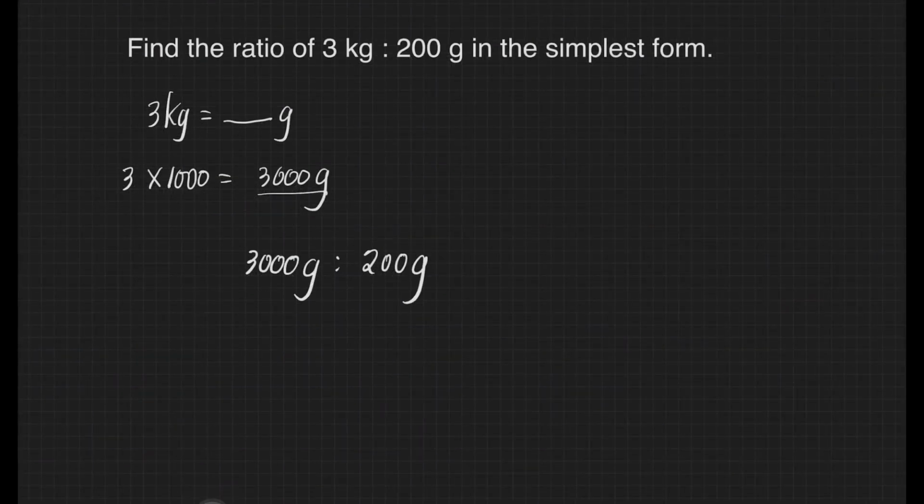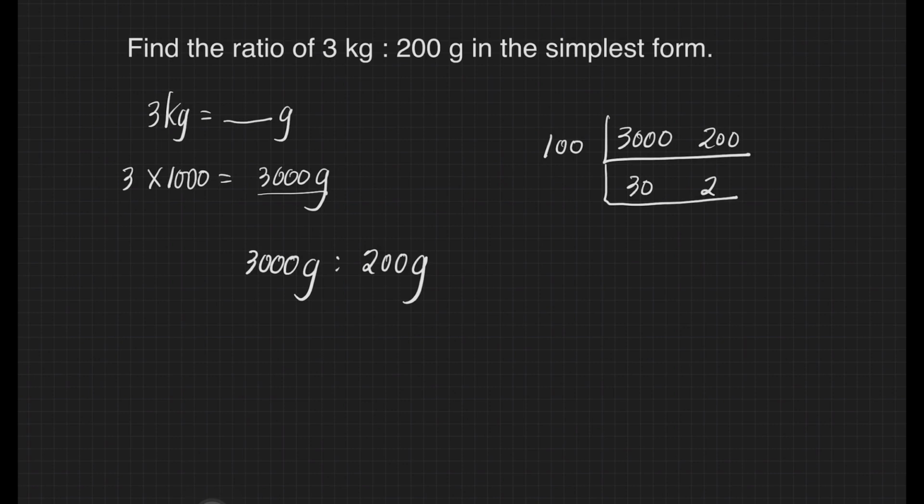What I teach my students is to use continuous division if you are in a hurry to make things right away. So let's have this one, 3,000 and 200. What number can we divide both two numbers? That's 100. So 3,000 divided by 100, that's 30, and 200 divided by 100, that's 2. What number can we divide both 30 and 2? That's 2. 30 divided by 2 is equal to 15, and 2 divided by 2 is 1.